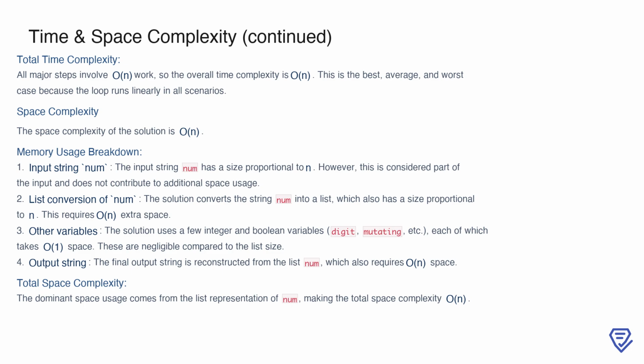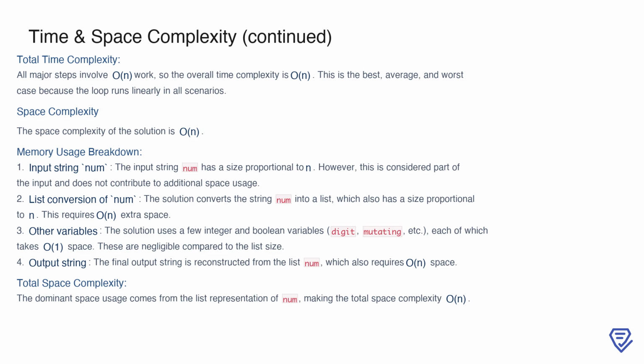Here's why: the input string number itself has a size proportional to n, but since this is part of the input, it doesn't count as additional space usage. However, when we convert the string to a list, we create a new data structure that also requires O(n) space. Beyond that, the solution uses a few simple variables, like integers and booleans, which take negligible O(1) space. Finally, the output string, reconstructed from the list, also requires O(n) space. So, the dominant factor in space usage is the list created from the input, leading to a total space complexity of O(n).